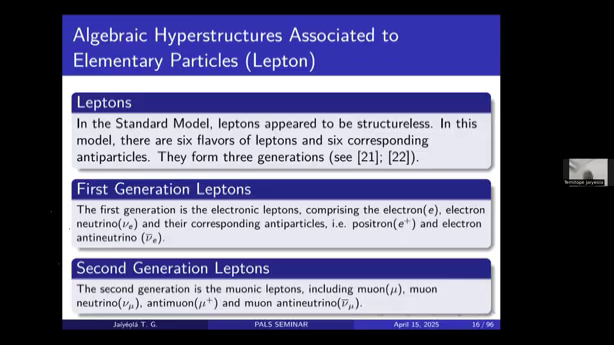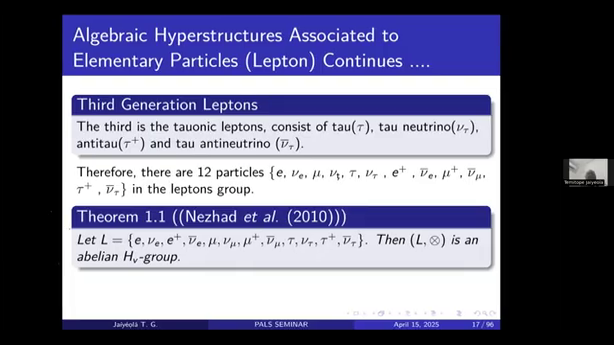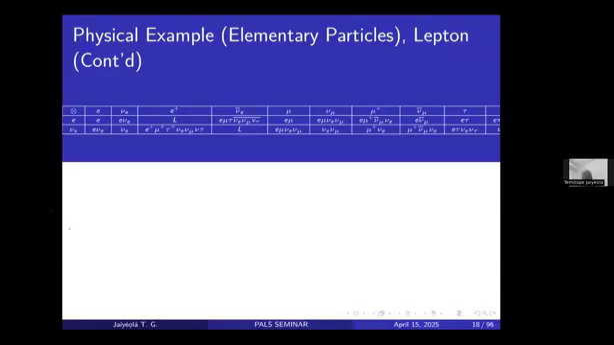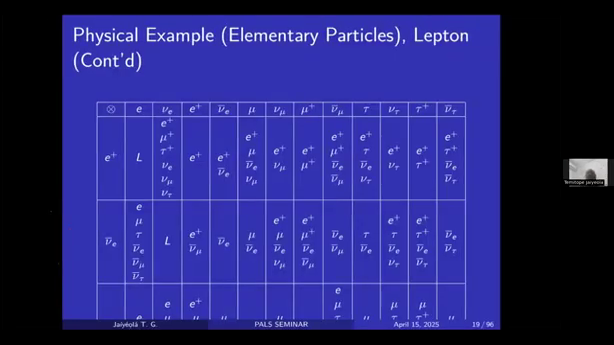The standard model leptons appear to be structureless algebraically, but they are made up of first, second and third generation leptons. And it has been established, going by theorem 1.1, that they form an HV group. So it will be interesting to know what weak property they possess. It's a set made up of 12 particles as given there, and this is the multiplication table for the lepton group. It's an HV group.